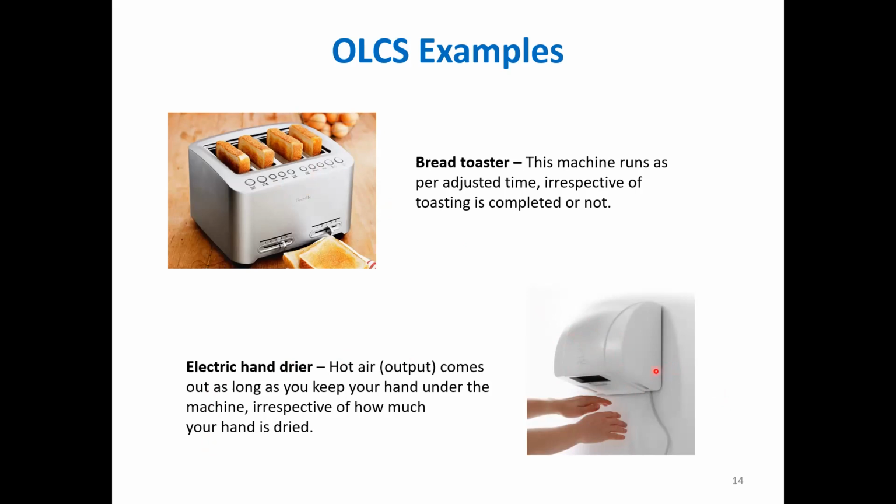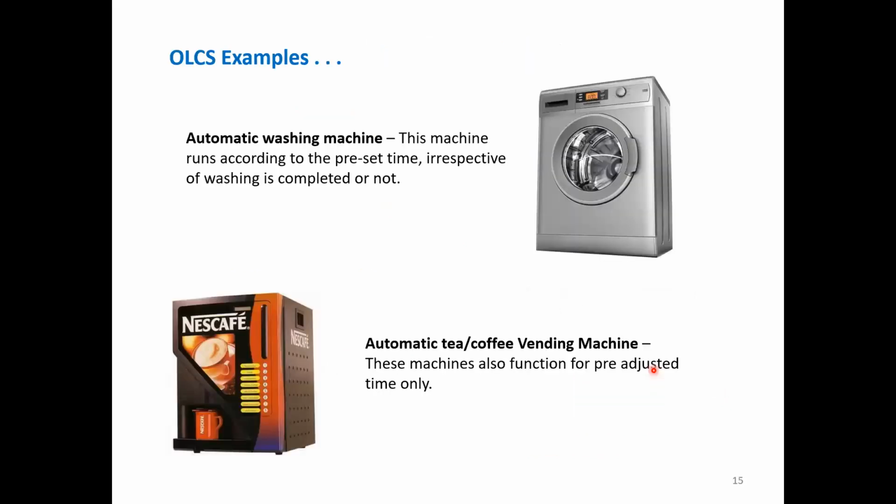Toaster, electric hand dryer. Remember the names, because in the viva, sometimes I may ask you about these things. Okay. Two more examples: automatic washing machine.